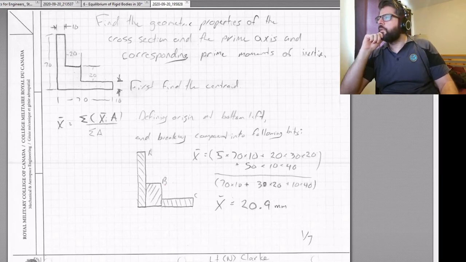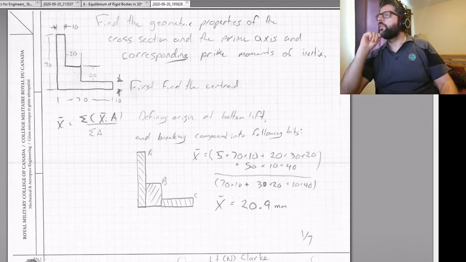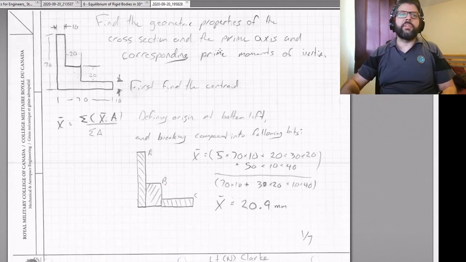Okay, so the next problem we're going to be working on is a different looking cross section here. So you've got the geometric properties of this cross section, and we want to find also the prime axis and the corresponding prime moments of inertia for that one. So first things first, find the centroid.